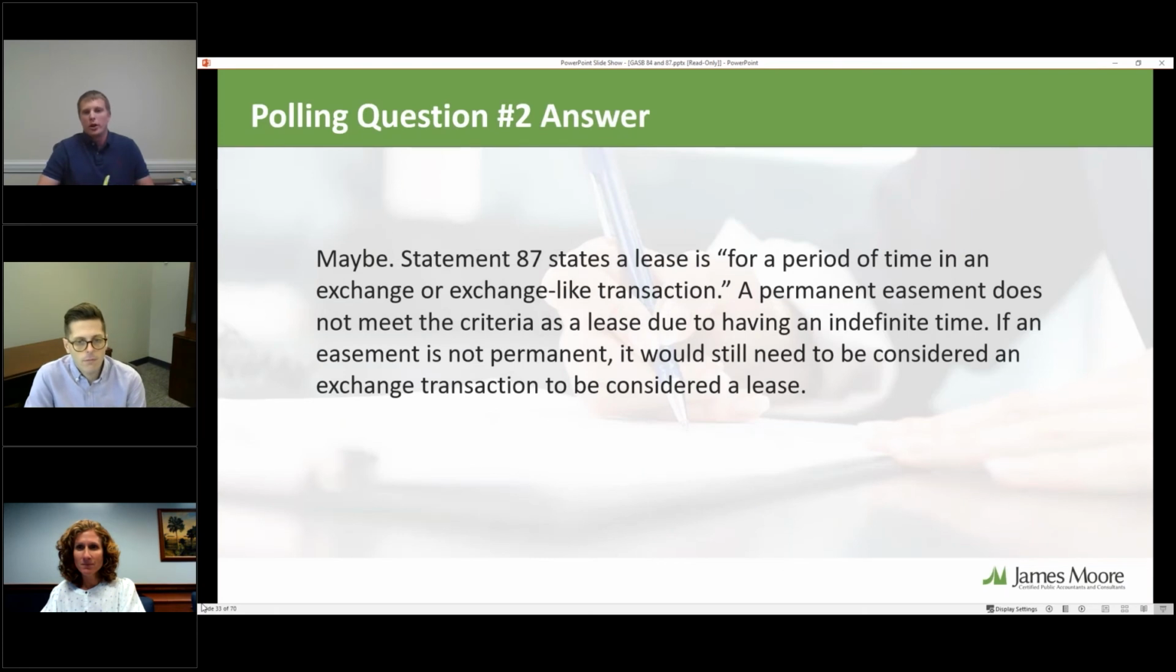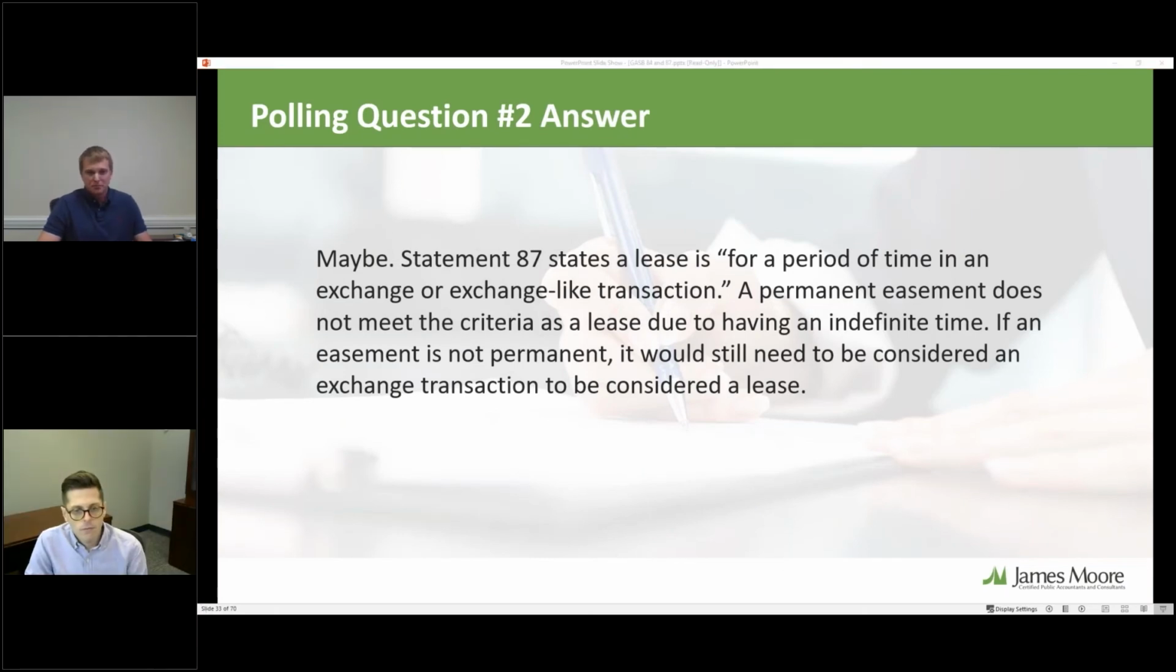So remember, going back to the definition of a lease, we have for a period of time in an exchange or exchange-like transaction. So a permanent easement would not meet the criteria of a lease due to having an indefinite time. If there's a contract for an indefinite period of time, then it's automatically excluded. But if an easement is not permanent, it would still need to be considered an exchange transaction to be considered a lease. So if there was some $1 easement or something like that, that would be excluded as it wouldn't meet the exchange criteria.